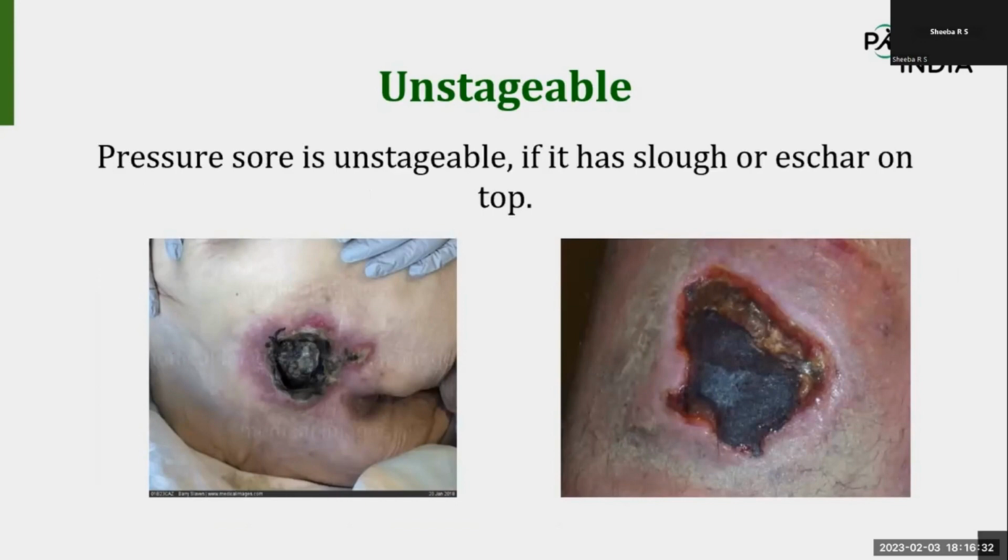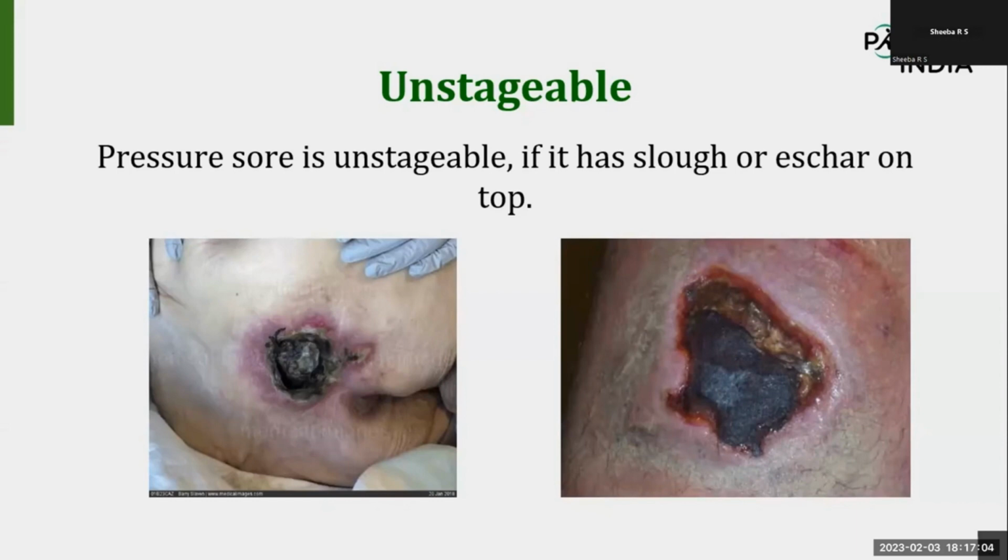So an unstageable wound has black necrotic tissue or slough. If there is black necrotic tissue on top of the wound, we can't assess it, we can't say whether this is the third stage or fourth stage. So we have to remove the slough from the top of the wound. Then only can we find out whether the wound goes to the third stage or fourth stage. We have to see what level it is extended to, and that way we can decide the third stage or fourth stage.